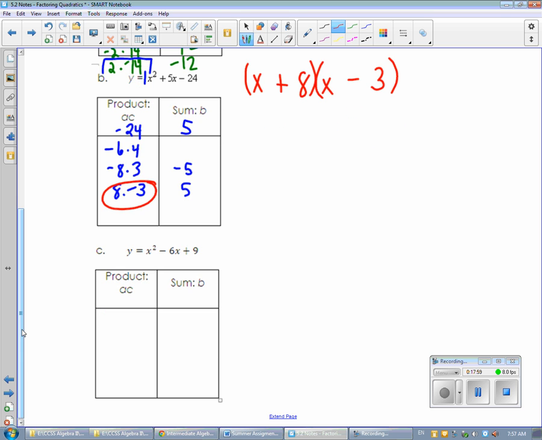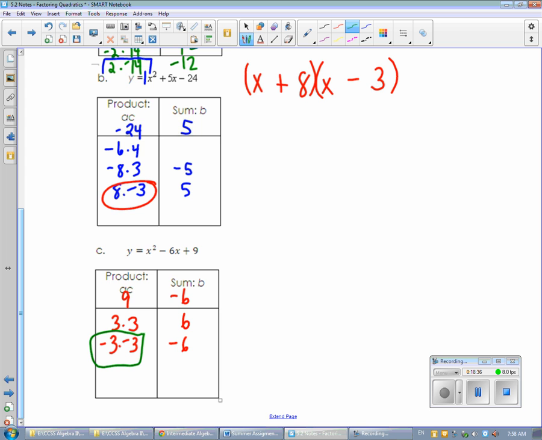Let's do one more. In this case, we've got x squared minus 6x plus 9. The product is 9, and the sum is negative 6. So let's try 3 times 3. Well, 3 plus 3 is going to give me a positive 6. So let's think about other pairs of numbers that will multiply to give me a positive 9. What about negative 3 times negative 3? Because remember, when I multiply two negatives, I get a positive. When I add those two numbers together, I get a negative 6. So this is my magic pair.